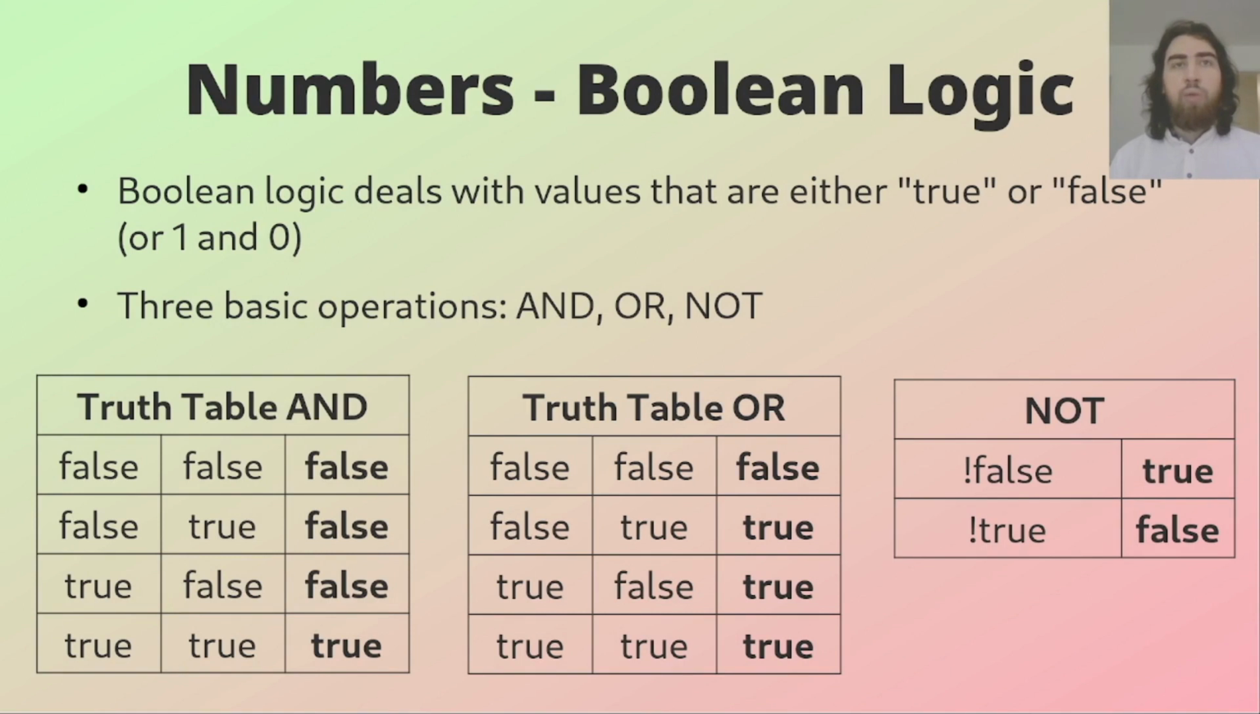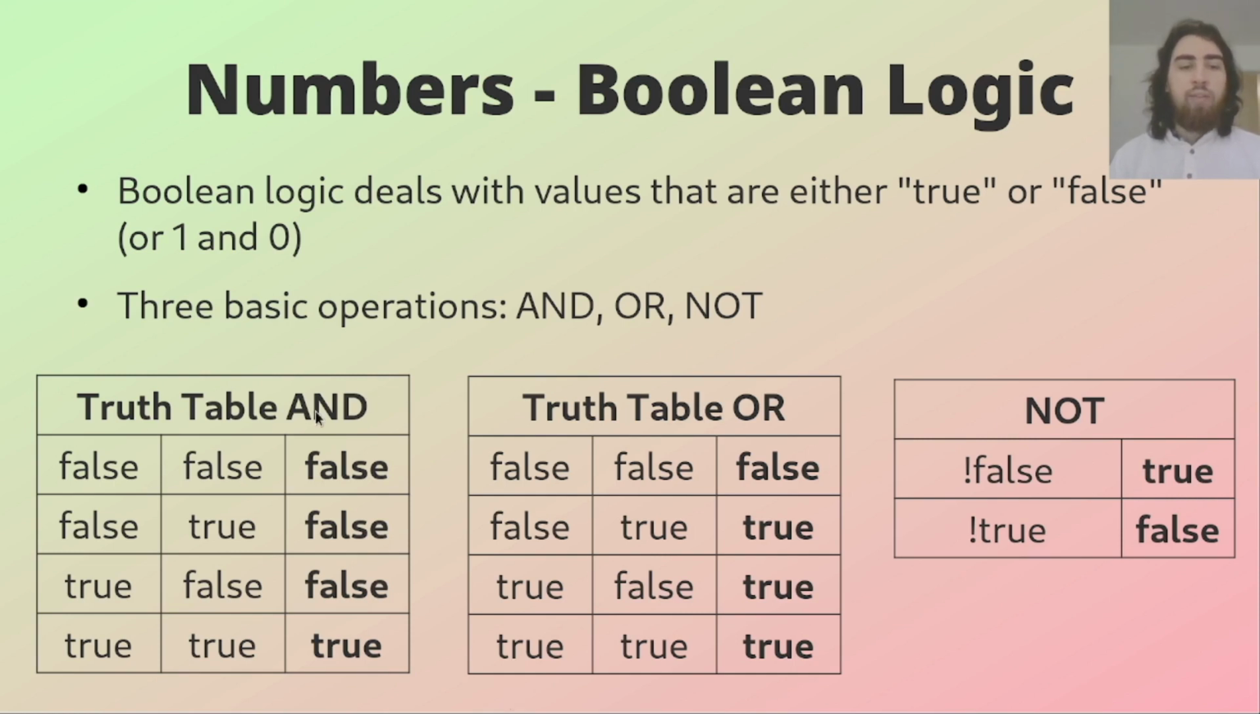Let's start with Boolean logic. Boolean logic deals with values that are either true or false. And there are three basic operations: AND, OR, and NOT. And over here you can see the truth tables of these operations.